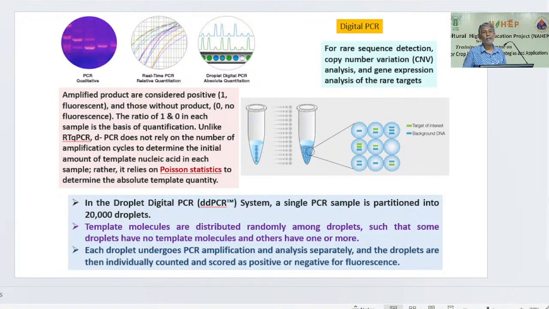And this is for droplet PCR. Here the precision, they say, is much more than real time PCR. Means, like when your sensitivity also, when you have very little difference.